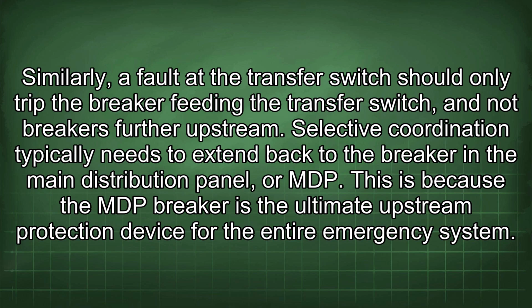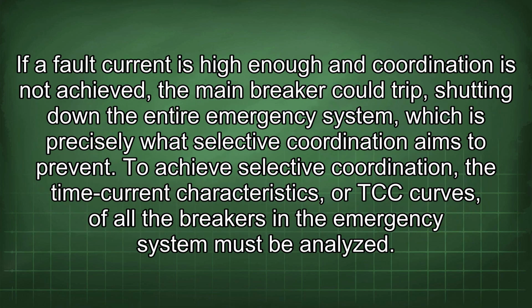further upstream. Selective coordination typically needs to extend back to the breaker in the main distribution panel, or MDP. This is because the MDP breaker is the ultimate upstream protection device for the entire emergency system. If a fault current is high enough and coordination is not achieved, the main breaker could trip, shutting down the entire emergency system, which is precisely what selective coordination aims to prevent.